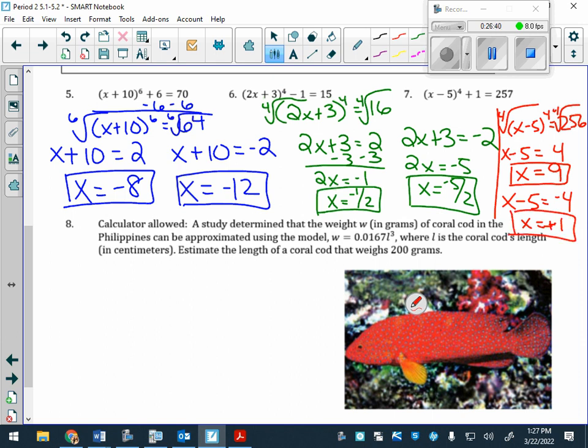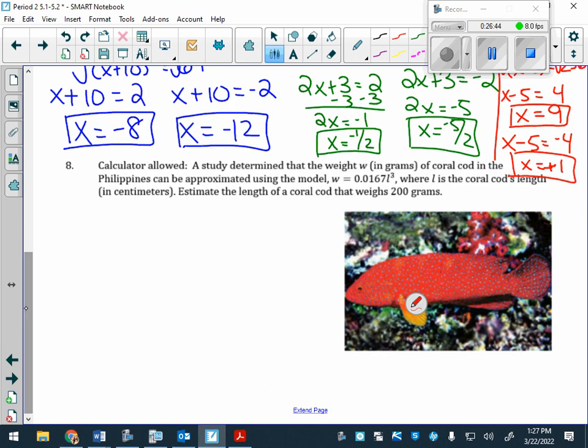Positive 1. Good. Awesome. How many of you did get that? Great. All right. So you will need a calculator for this one. We're always going to round to the hundredths place whenever we can. Just read it through. Given the equation, W equals 0.0167 L cubed, where L is the length. Estimate the length of the coral cod that weighs 200 grams. So how would I set this up?